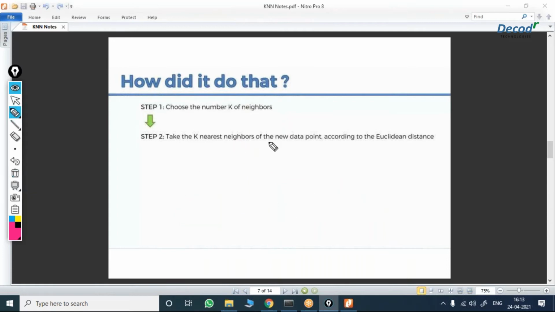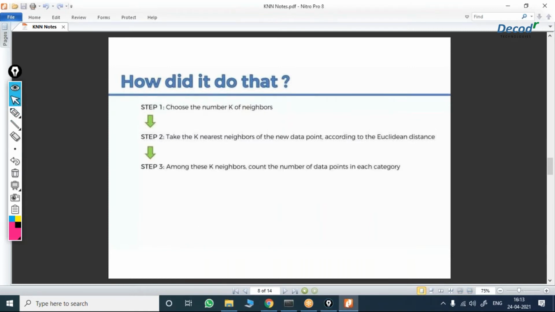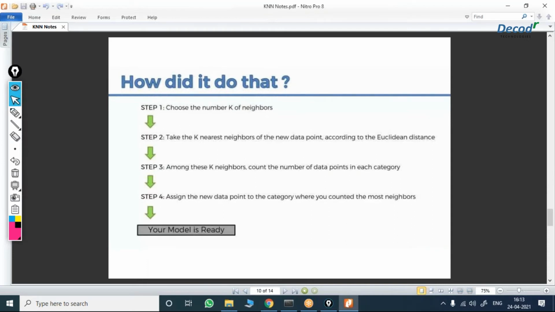So it is going to calculate the distance between the points, and after calculating, it is identifying among the k neighbors. It is going to count the number of data points in each category, and it is going to assign a new data point to the category where it has more neighbors. Okay, and your model is ready.